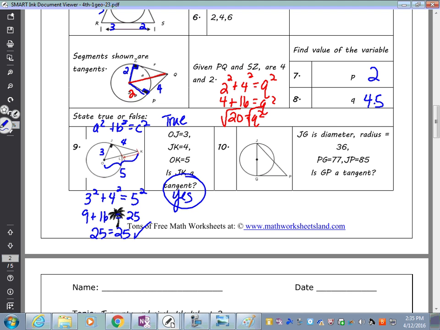And then we're going to do the same thing on 10. JG is the diameter. The radius is 36, so the diameter, this whole thing, will be double that, so that would be 72. And then PG is 77. JP is 85. Again, I know they're big numbers, but just do the Pythagorean theorem. Use your calculator. Does 72 squared plus 77 squared equal 85 squared?